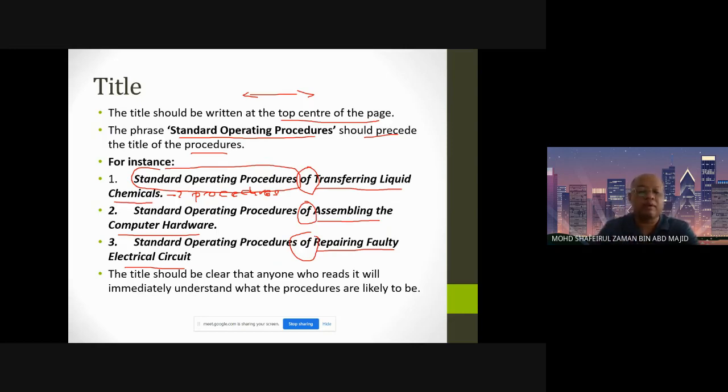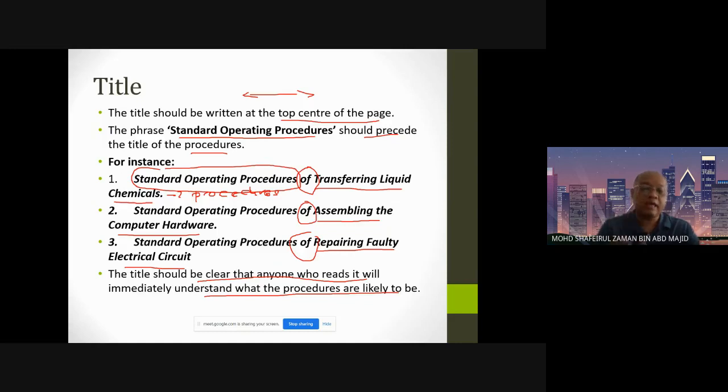Okay, for example. Then the title should be clear, so that anyone who reads it will immediately understand what the procedures are likely to be. For example, okay, I ask you to do some maintenance work on a faulty electrical circuit, but somehow you are given the SOP for transferring liquid chemicals. So it is not related at all. Then you can take the real one, the correct one, and then you can follow the SOP.